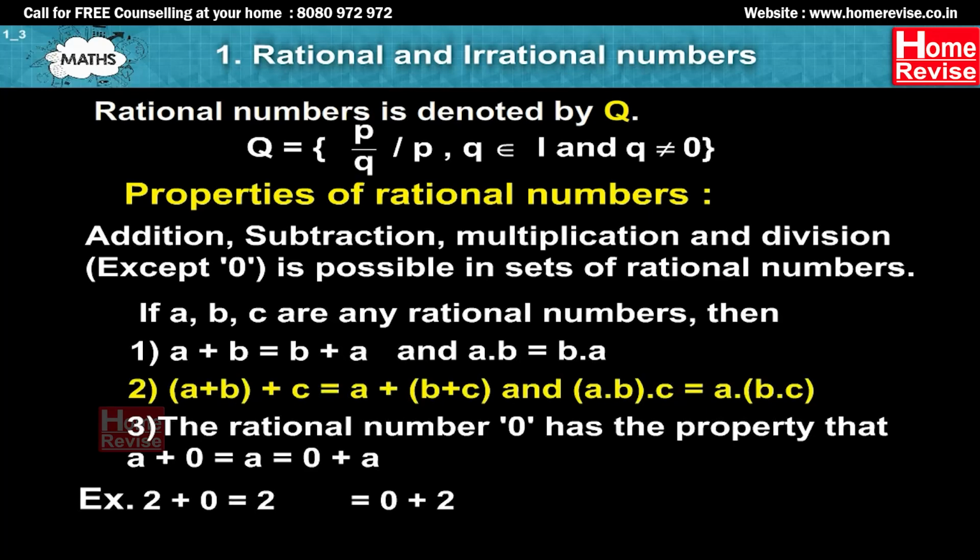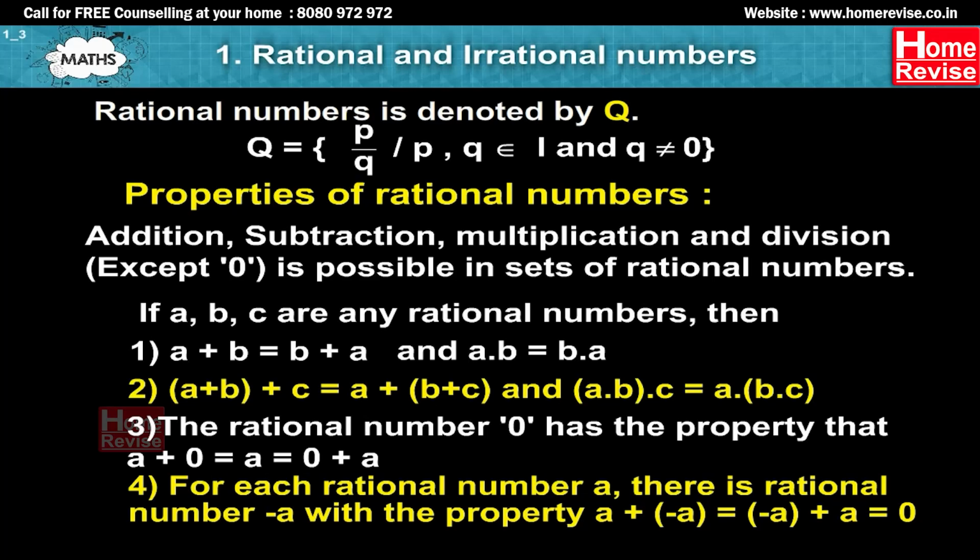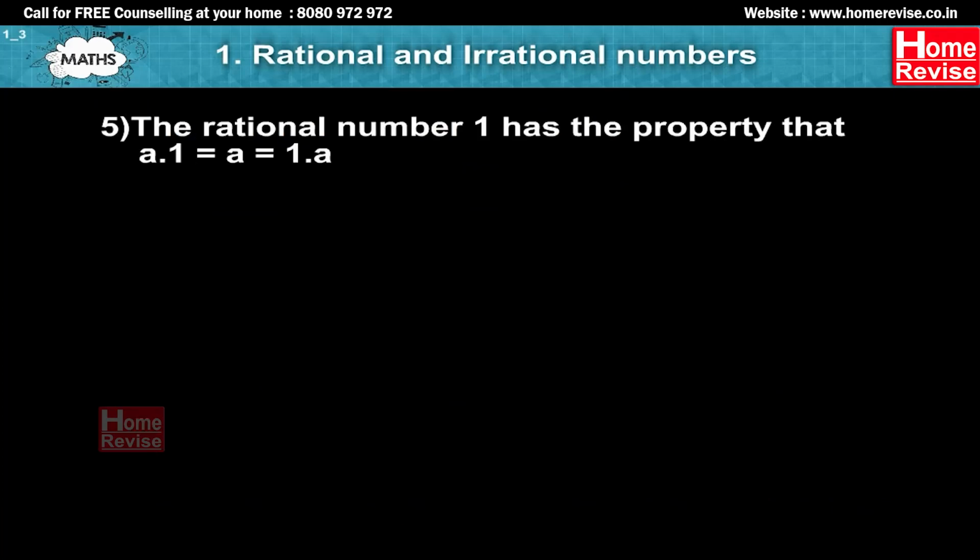Number 4, for each rational number a, there is a rational number minus a with the property such that a plus (minus a) is equal to (minus a) plus a, that is equal to 0. Number 5, the rational number 1 has the property such that a into 1 is equal to a and 1 into a is also equal to a. Therefore, any number multiplied by 1, we get the answer is the same number.